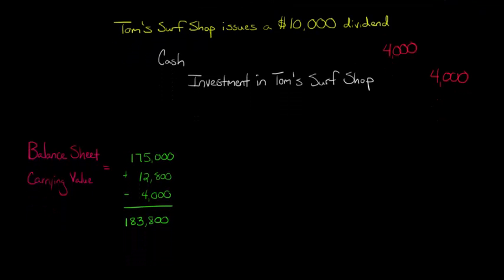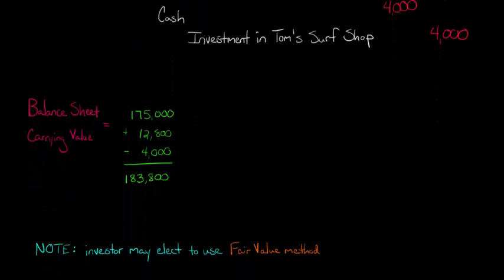Now note, there's something really important here that you need to understand. So unrealized gains or losses are not recognized under the equity method, right? Because we're not doing the whole fair value thing where we say, oh, we've got an unrealized gain and so forth. We're not doing that. However, an investor, right? So like you, for example, you're investing in Tom's Surf Shop, you have the option to irrevocably elect to use the fair value method, right?